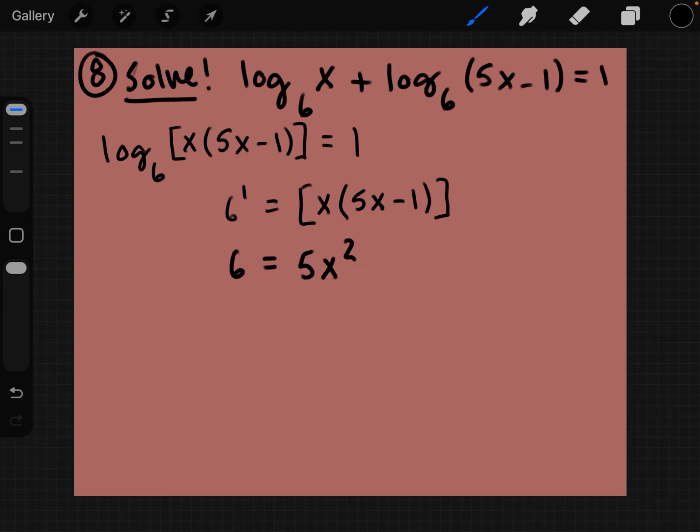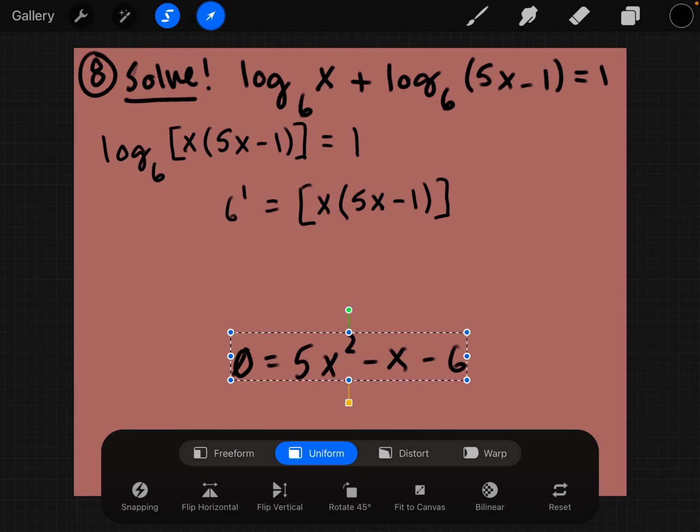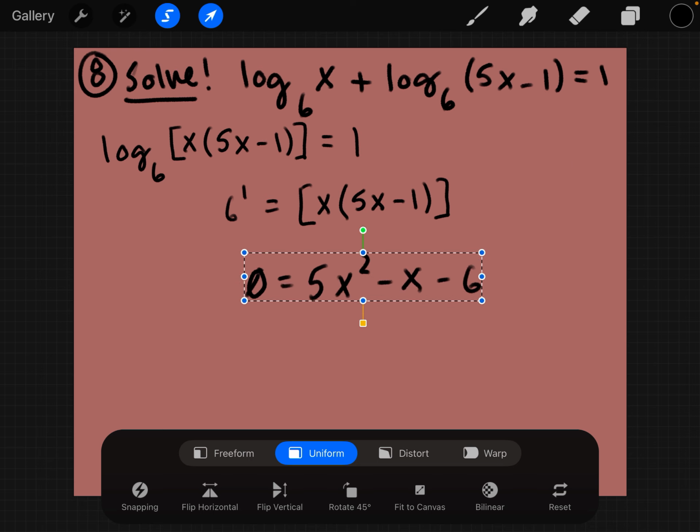5x squared minus x. Now, like I've told you before, when you have x squared minus x and then a number on the other side, you're probably always going to get it over to the other side so that you can factor. But they've got a 5 in the front, so the factoring is not going to be as super easy as it usually is. We're gonna have to use the box.